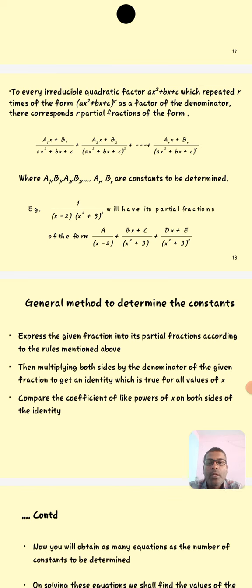You observe, one linear factor is there, we write a by x minus 2, that is our plus. Now we write the quadratic factor (x square plus 3) whole square.